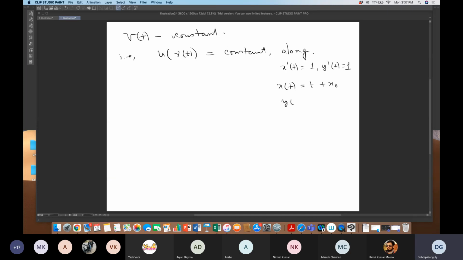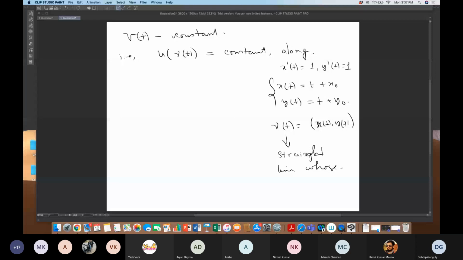x(t) is t plus x naught, and y(t) is t plus y naught. Then gamma(t) is nothing but the ordered pair (x(t), y(t)). And what is gamma(t)? It's a straight line whose slope is, what is the slope? Come on, what is the slope? 1. Whose slope is equal to 1.